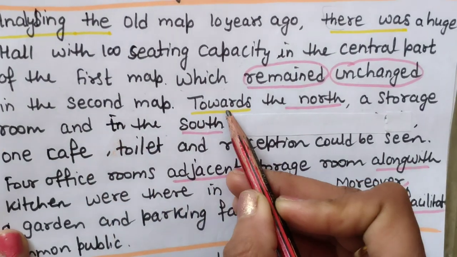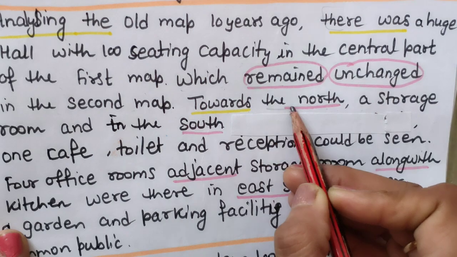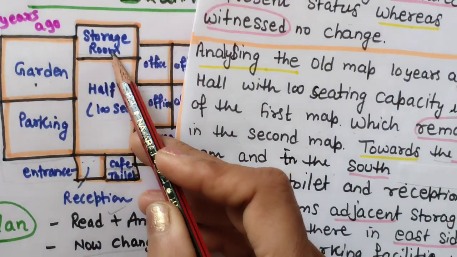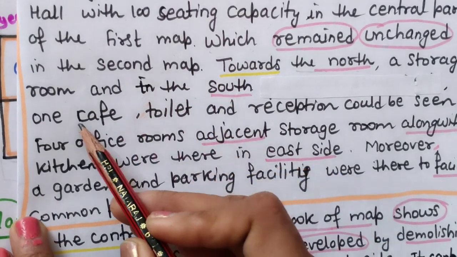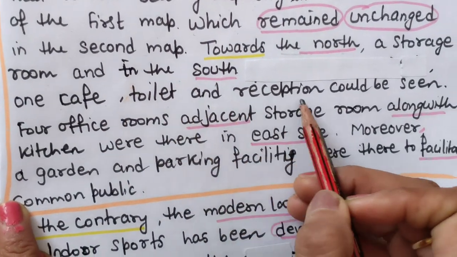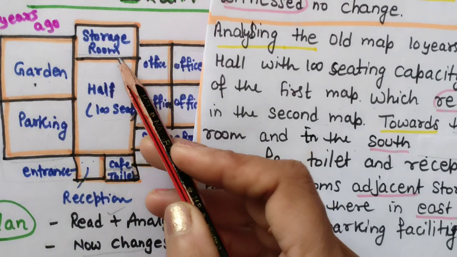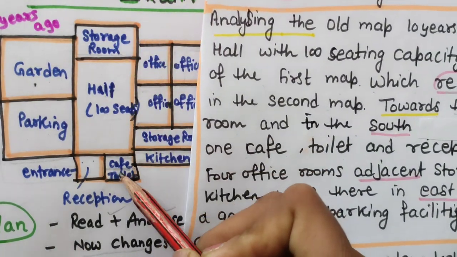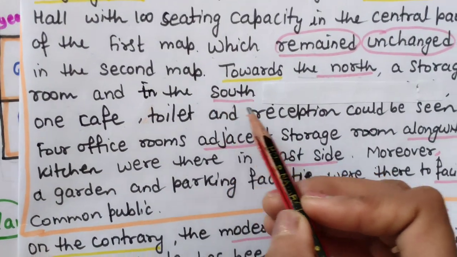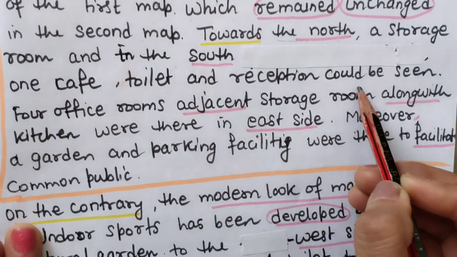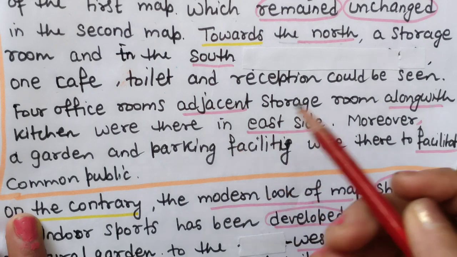Second, towards the north, a storage room, and in the south one cafe, toilet and reception could be seen. So in the north a storage room and in the south reception, cafe and toilet could be seen. The reason I am using 'could be seen' is because this is past tense, 10 years ago.